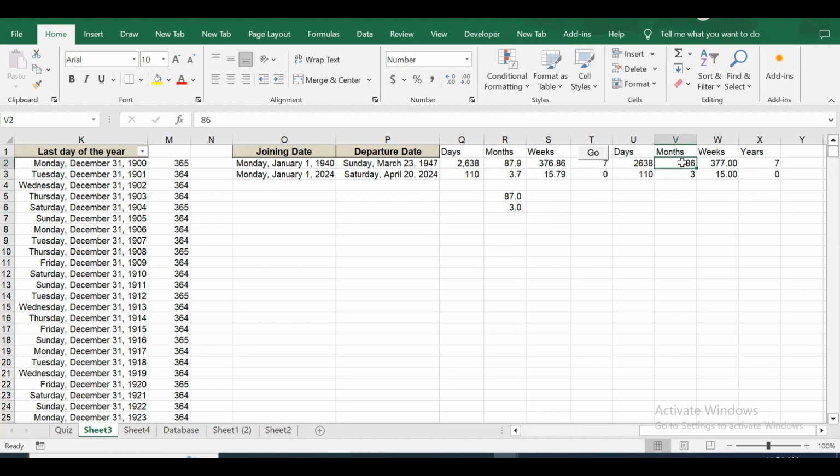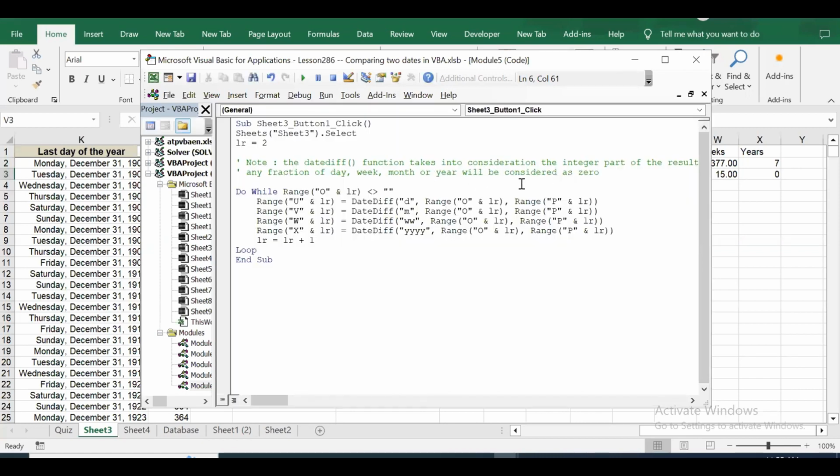It takes its own algorithm, which says that the number of months is the number of completed months. The number of completed months is 3, because we are standing in April, and the completed months at this point of time are 3. So we cannot say that it is taking the integer; it is taking into consideration the completed months. Let's correct our note here: any fraction of the day, week, month, or year will be considered as 0. This is not an integer part.